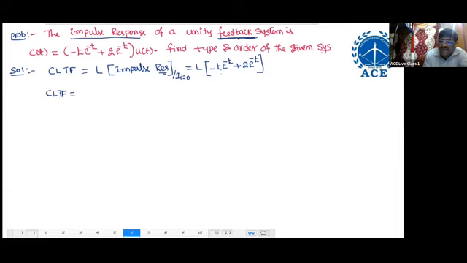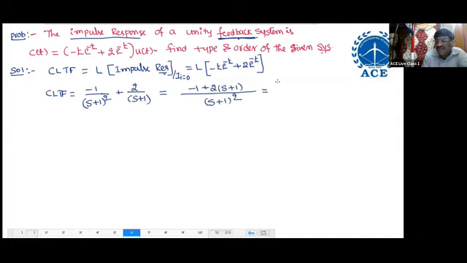So the Laplace transform gives minus 1 by (s plus 1) whole square plus 2 by (s plus 1). Then take the LCM, denominator (s plus 1) whole square, numerator minus 1 plus 2 into (s plus 1). If you solve this, you get (2s plus 1) by (s square plus 2s plus 1). This is the closed loop transfer function.